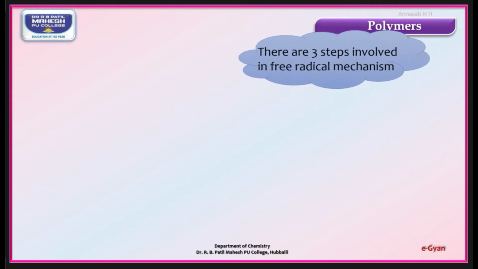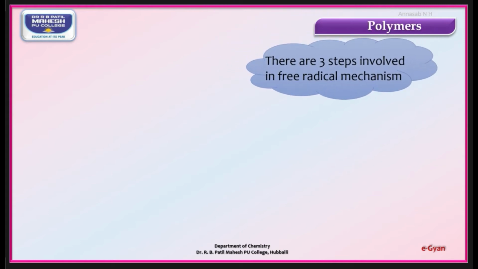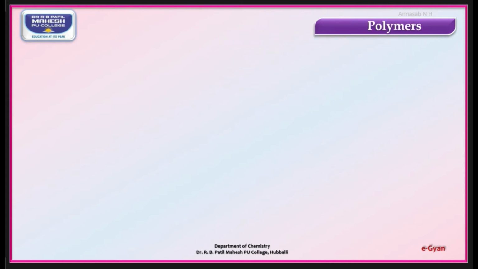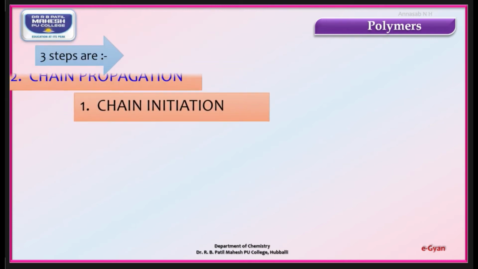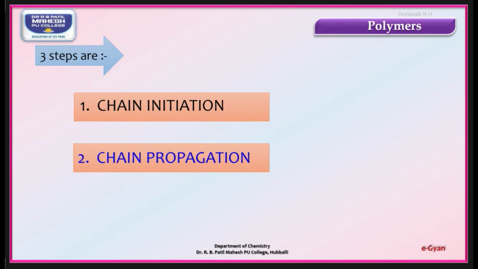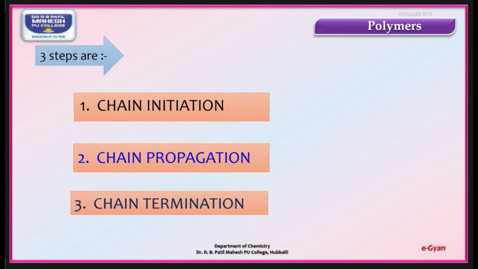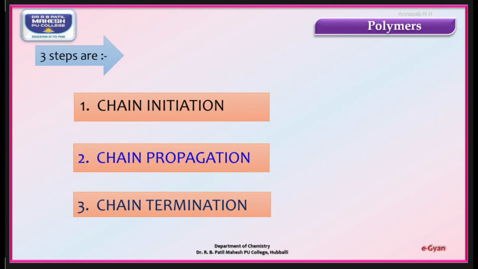So in the free radical mechanism, there are three steps involved. They are chain initiation, second is chain propagation, and the last step is chain termination. So how is the free radical formed? Let us have a look here.